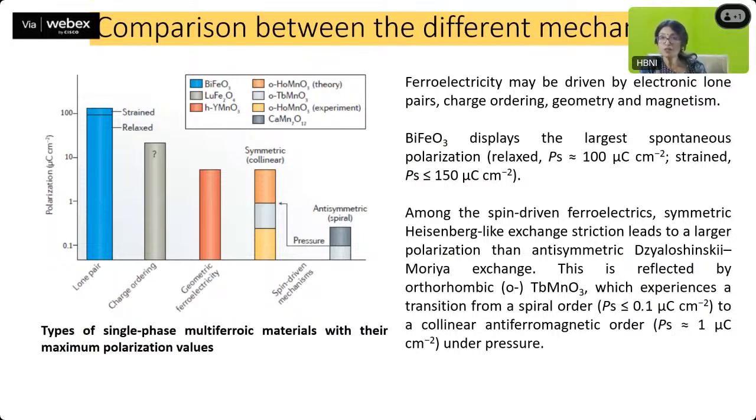Among the spin-driven ferroelectrics, that is, in case of type 2, symmetric Heisenberg-like exchange striction leads to a larger polarization than the antisymmetric DM exchange. This is reflected by orthorhombic TbMnO3, which experiences a transition from the spiral order to a collinear antiferromagnetic order. So the electric polarization moves from 0.1 to 1 microcoulomb per centimeter square under pressure.